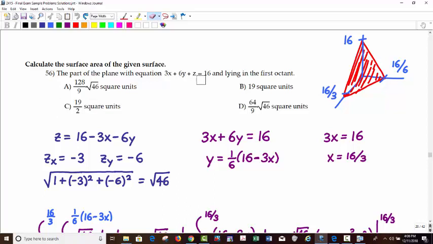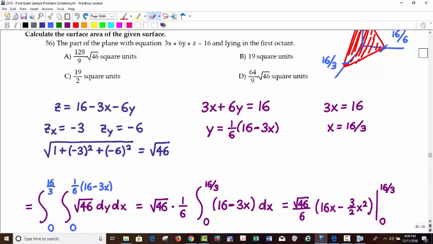So let's see. We have to solve this in terms of z, so we can get the x partial and the y partial. And this one's very easy. So you would get z equals 16 minus 3x minus 6y, which gives me a partial of negative 3 for the x partial, and negative 6 for the y partial. So actually there's no variables here. That makes the integral actually very simple. Because you end up just with a constant here, so it's just going to be 1 plus 9 plus 36, which gives you the square root of 46.